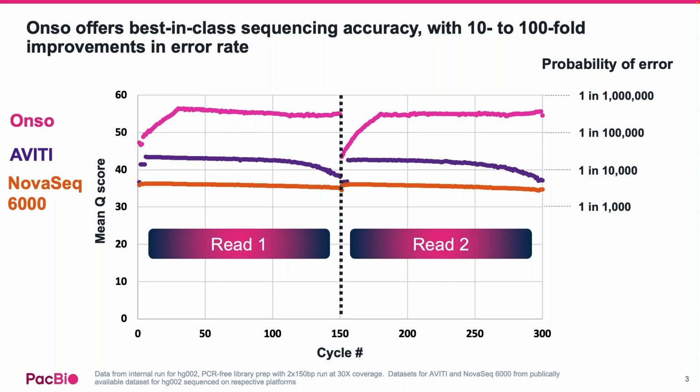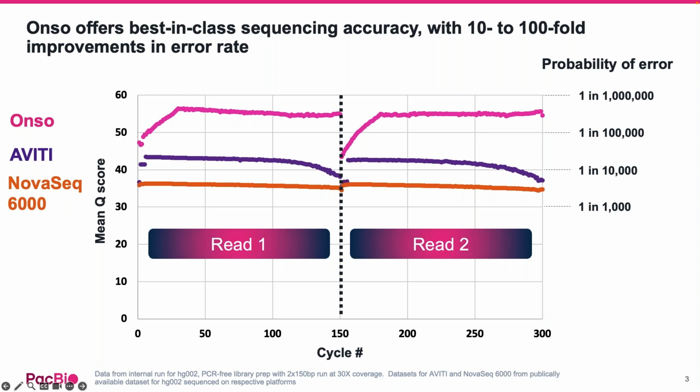So Q30 is 1 in 1,000, Q40 is 1 in 10,000, Q50 is 1 in 100,000, and so on. As you can see here, Onso's Q-scores are above Q50 for the majority of the read, and that comes out to an average error probability of 1 in 270,000. You can also see that it doesn't show the characteristic drop in quality towards the ends of reads, which is the result of accumulated errors over time. This is in contrast to the other technologies, which both have significantly lower Q-scores.